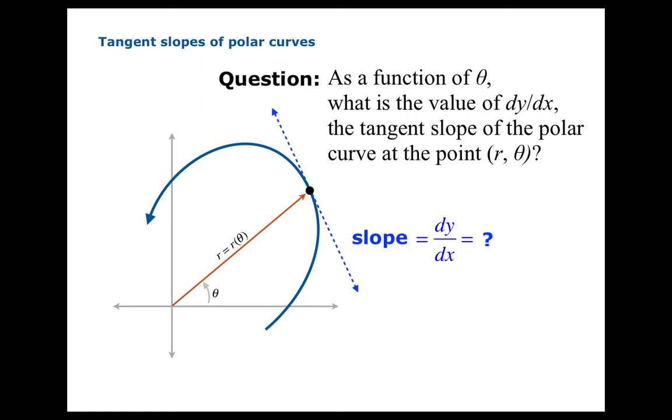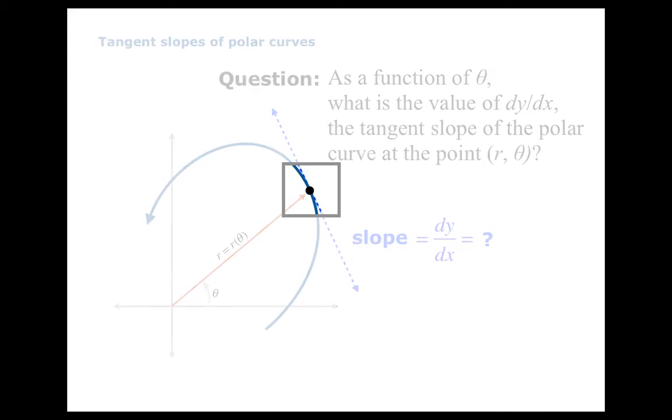So what makes this problem hard is when a formula is given to you as a polar formula, you have no immediate access to x and y. We're going to have to work a little bit to find dy dx in terms of theta. So what we'll do is we'll zero in on the point where we want to find the slope, and we'll assume that near that point the curve is not vertical. And we'll use that fact in a second.